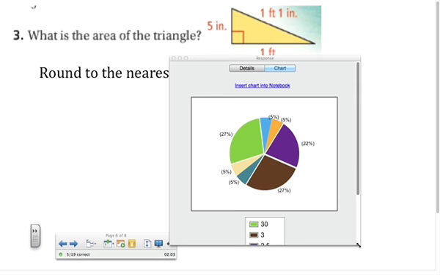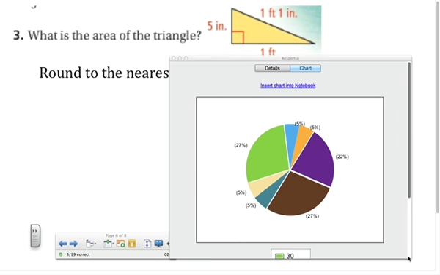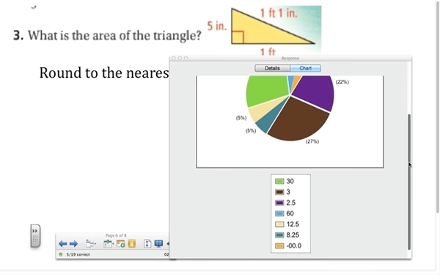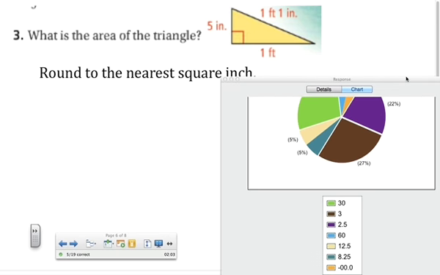And there it is. It was kind of a close call between 30 and 3. And I'm guessing the 3 came from people not realizing the difference between the feet and the inches, and you did 5 times 1, and took a half of that and got 2.5 and rounded that to 3.